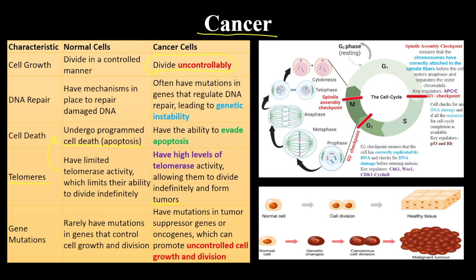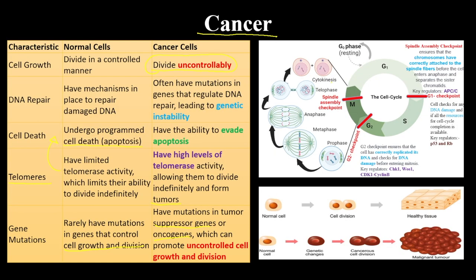Then the gene mutations. Normal cells rarely have mutations in the genes that control cell growth and division. Whereas tumor cells have mutations in tumor suppressor genes or oncogenes, which can promote uncontrolled cell growth and division.